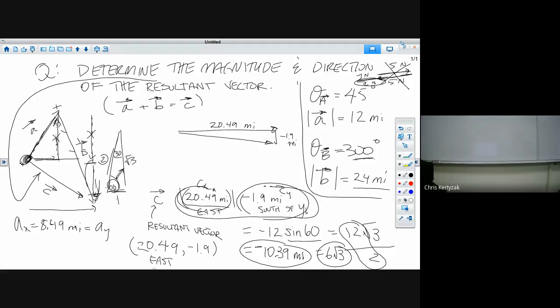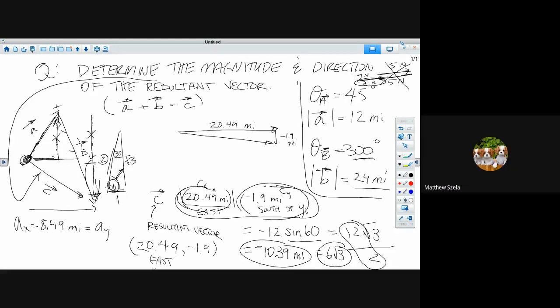12. Can somebody confirm that I had 12 in for the x component of vector B by looking at the chart? Was that 12? Yeah. Okay, that's correct. So then 24 sine 60, 20.78. That would have been the y component of vector B. It would have to be negative. Can someone confirm that the y component of vector B was 20.78? Anybody? Did I make a mistake there?